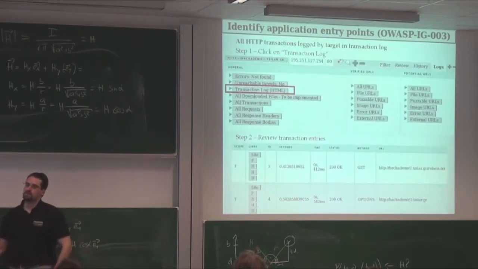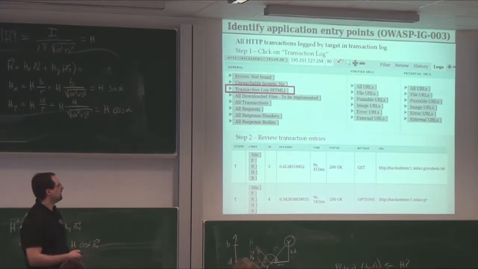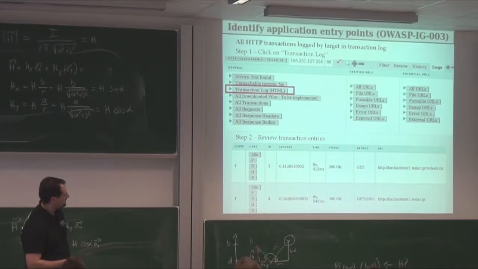And then you can also review the transaction log. So if you click on that, you have a logs tab, then transaction log. We'll see this in a bit more depth in the demo. And then in here you see each URL, the method, the HTTP status, how long it took in seconds. You have the human time here as well. And then you have these icons here, to go to the site, to view the full transaction, the raw request, the response headers, and the response body. And if it's in scope or not as well.